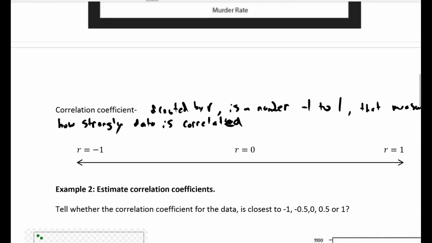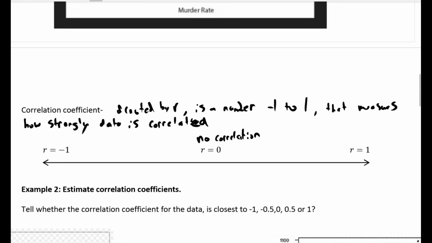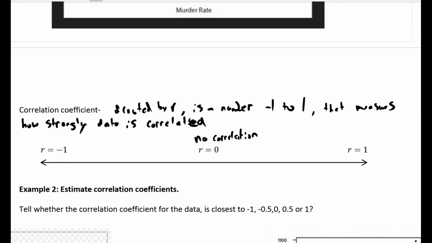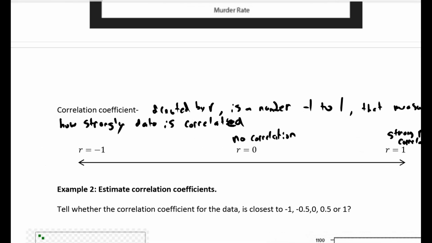Okay. If your R value is 0, that means there's absolutely no correlation, or seemingly no correlation. If you have an R value of 1, that means there's strong positive correlation. And if you have a -1 value, you have strong negative correlation.